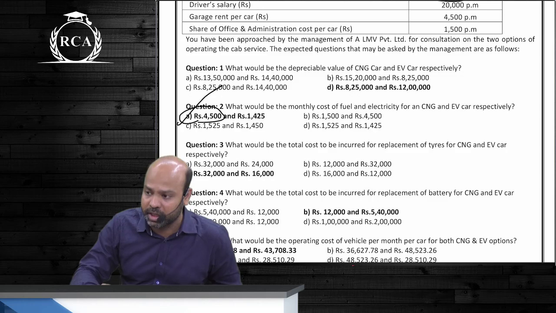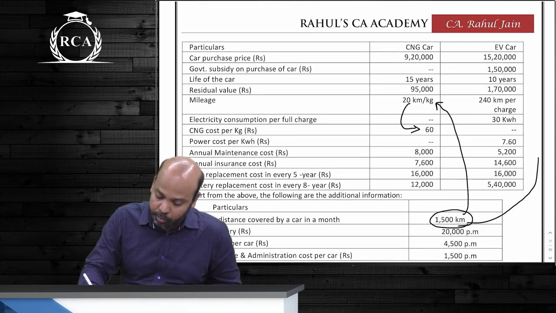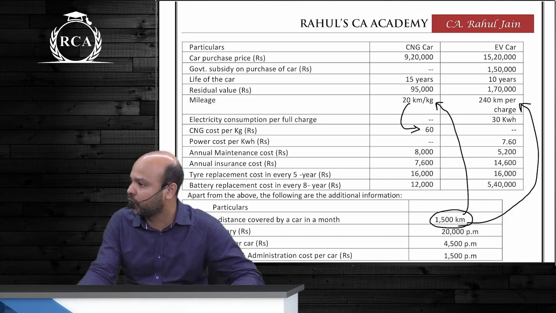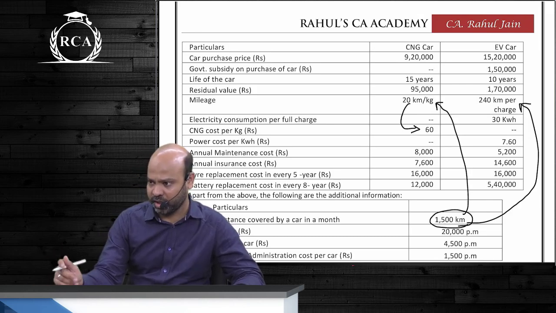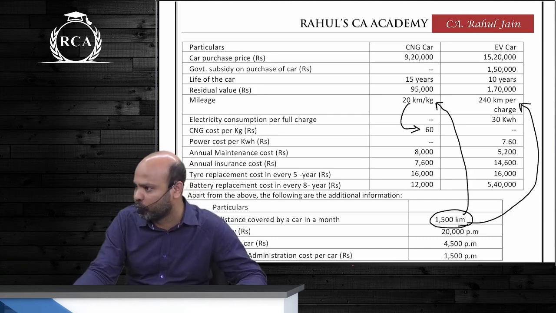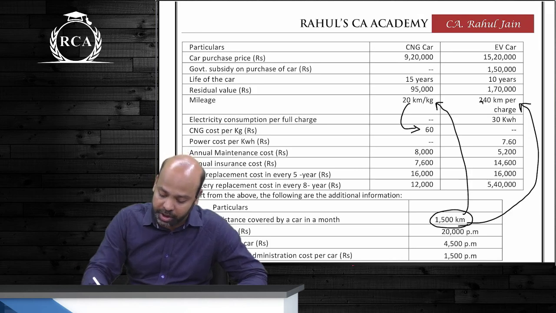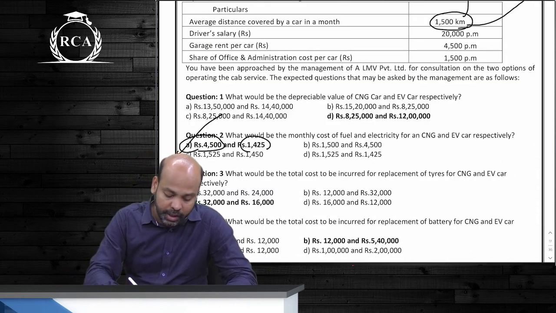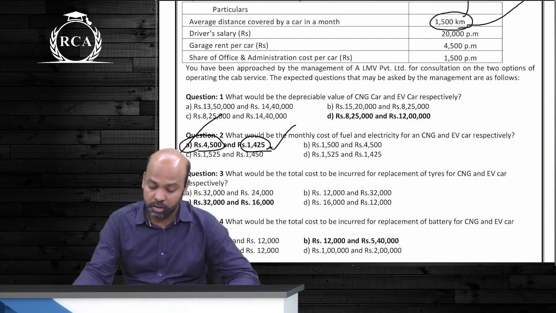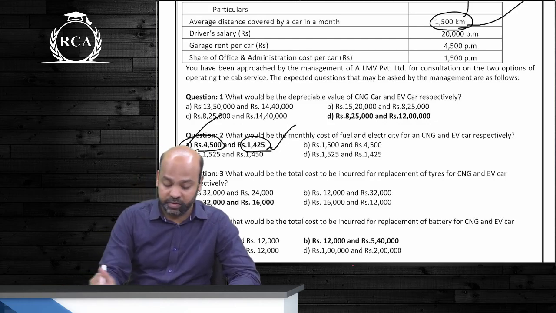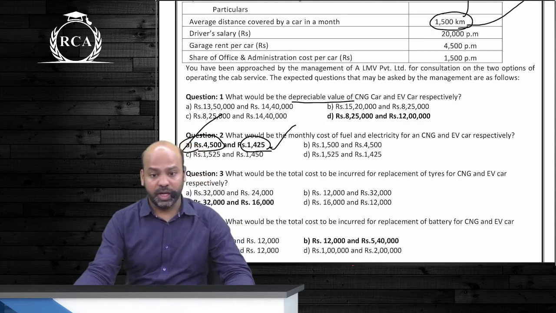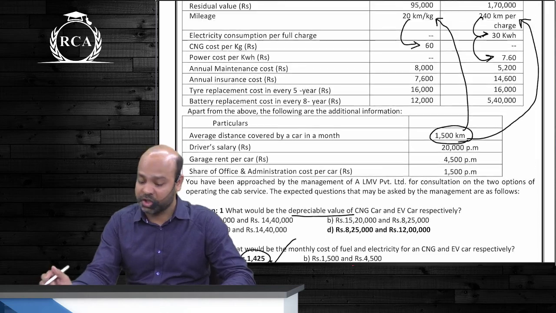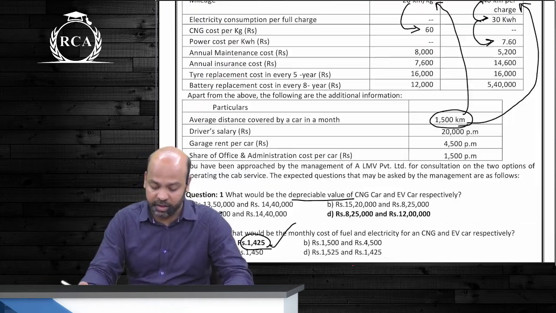What is the monthly cost of fuel and electricity? Next, beta, to cover 1500 kilometers, how many charges will you need? Every charge is going to give you 240 kilometers. 6.25. Please write it as is. The battery doesn't finish, it gets carried forward to the next month. Yes or no, beta? 6.25 charges into 30 kilowatt hours into 7.6 rupees per kilowatt hour. That is the monthly electricity cost as such, guys. Are we clear, beta? First bit says depreciable value. What does depreciable value mean, guys? Cost minus residual value. The amount that you're going to depreciate. So 9,20,000 minus 95,000.